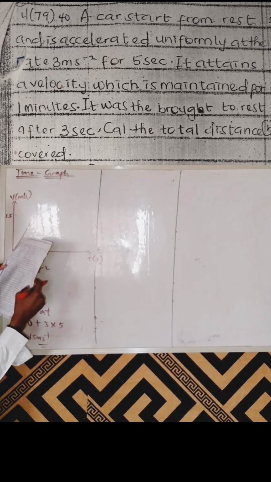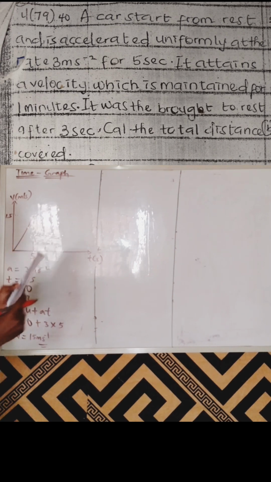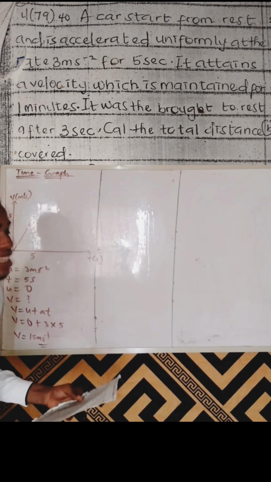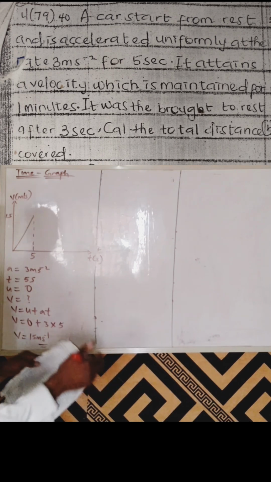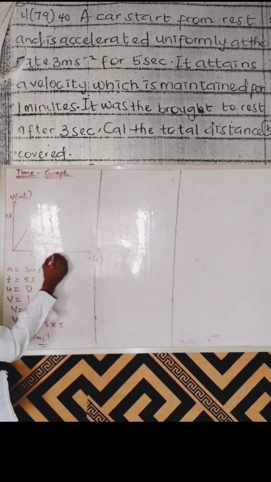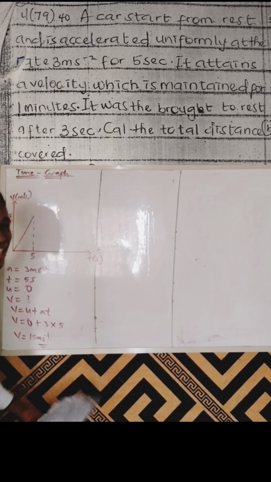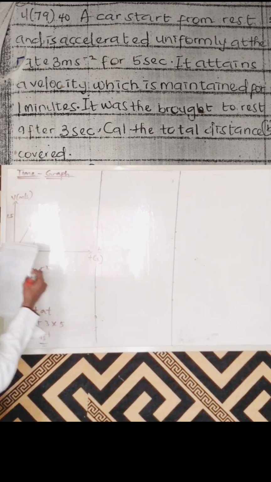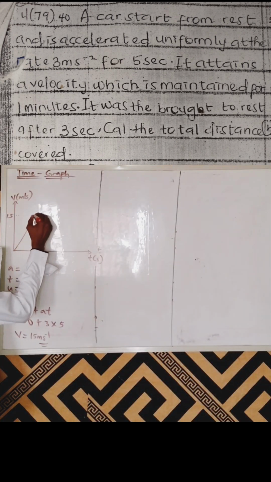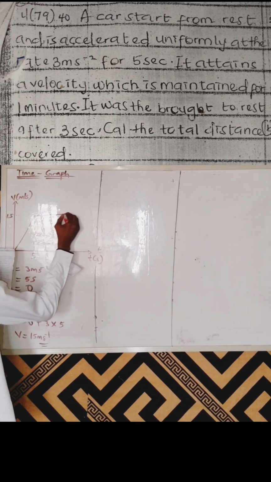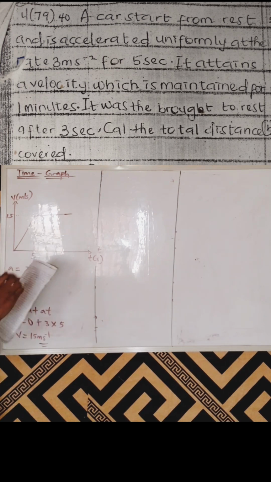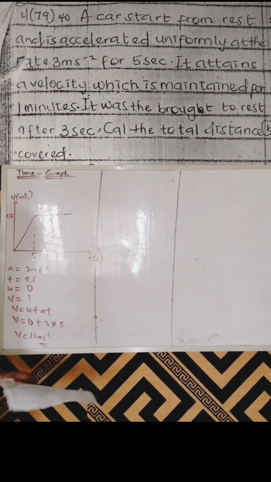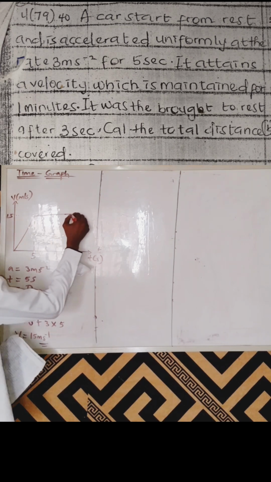It said that it attains a velocity which is maintained for 1 minute. See, they want to use your editing. Instead of them to say 60 seconds, they said 1 minute. Some of you have to do 5 plus 1, and you have failed it. So now, it attained the velocity, that means it will remain constant for 60 seconds. For 1 minute. 1 minute is equal to 60 seconds.